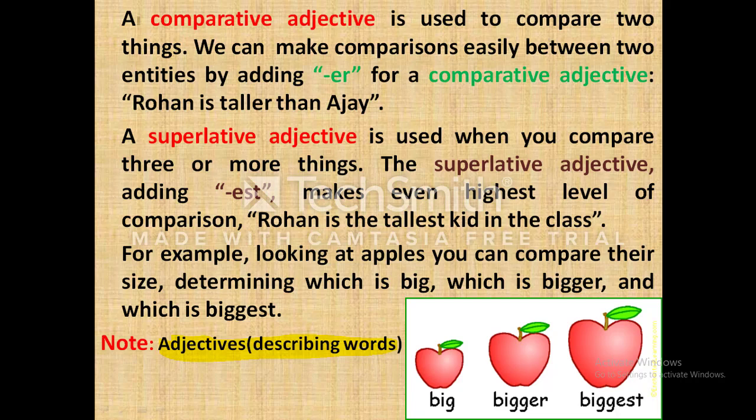First we will know what is comparative adjective. A comparative adjective is used to compare two things. We can make comparisons easily between two entities by adding er for a comparative adjective. For example, Rohan is a boy and he is taller than Ajay. Rohan is taller than Ajay. Here taller is your comparative adjective.